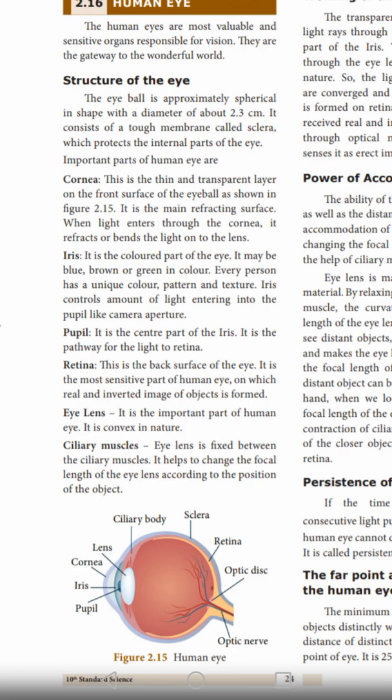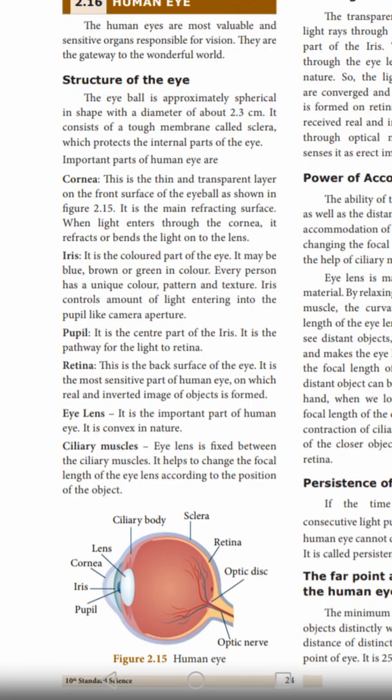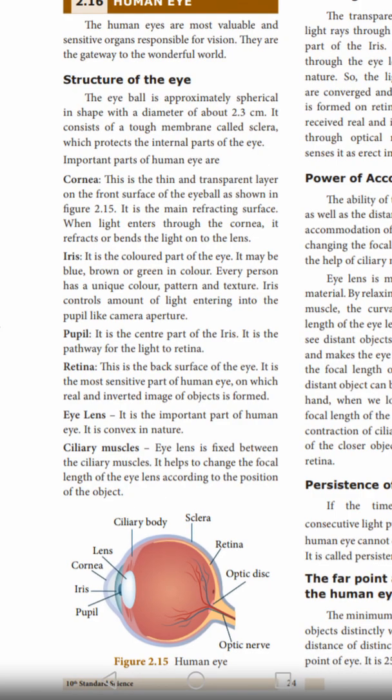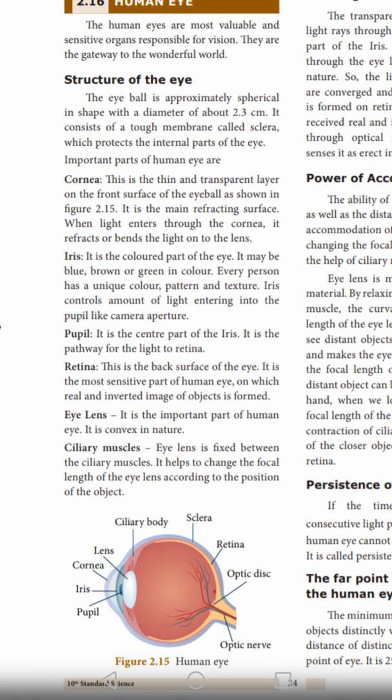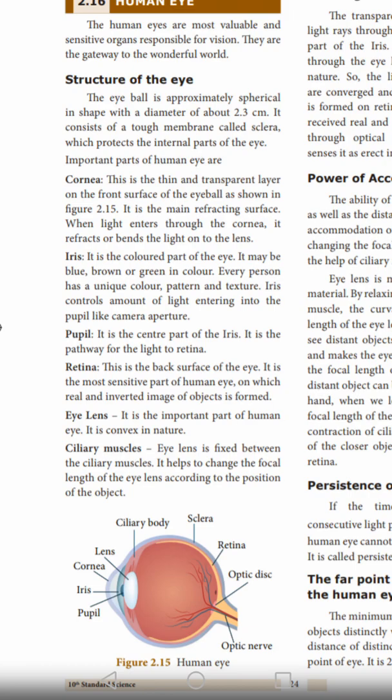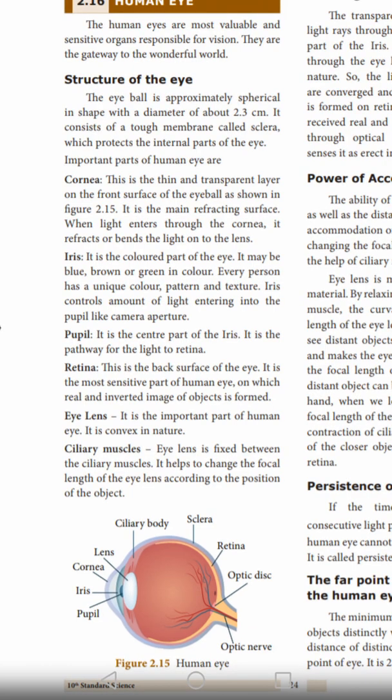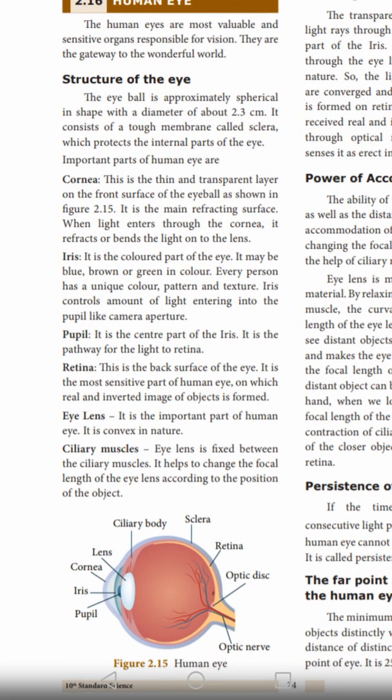Next one is the eye lens. It is the most important part of the human eye. It is convex in nature. Next one is the ciliary muscles. The eye lens is fixed between the ciliary muscles. They help to change the focal length of the eye lens according to the position of the object.